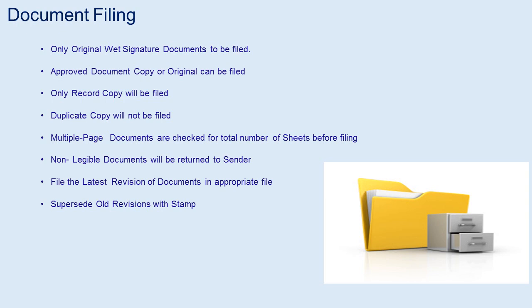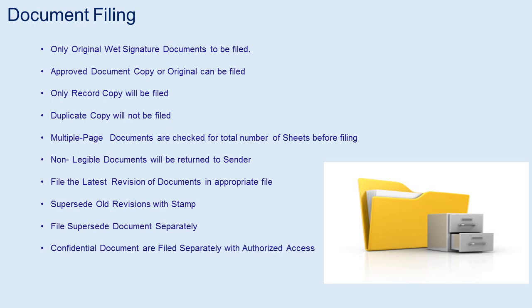Supersede old revision with stamp. Whenever a document becomes older and is replaced by a new version or revision, the older document should be stamped as superseded, which will enable employees to refer to the correct revision at the time of their design work. File superseded documents separately. For better results, it is always advisable to file the superseded documents separately, so that all current or ongoing revisions are in one place and will not get mixed up with the older revisions, and employees will not refer to the older revision and create blunders in their work.